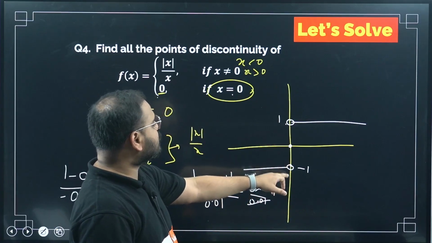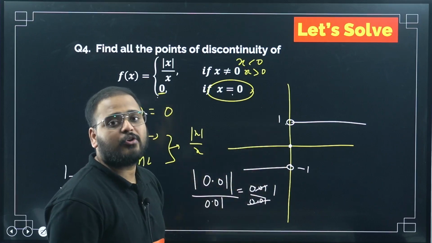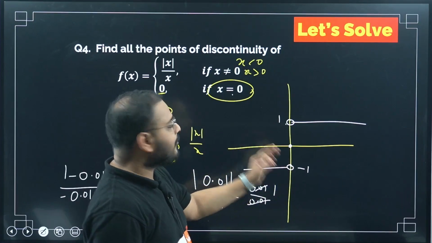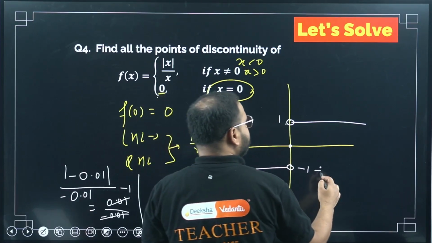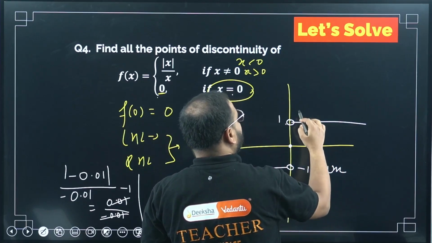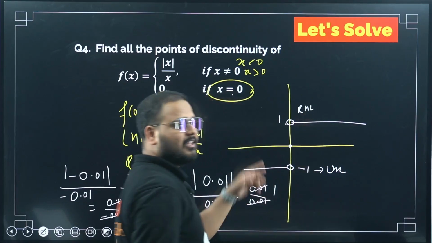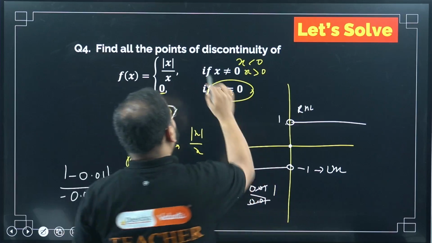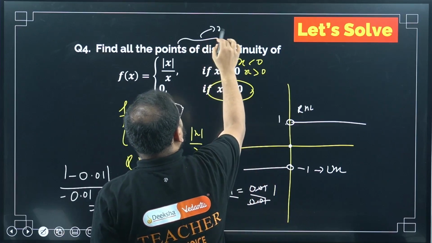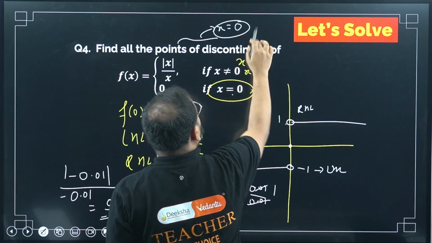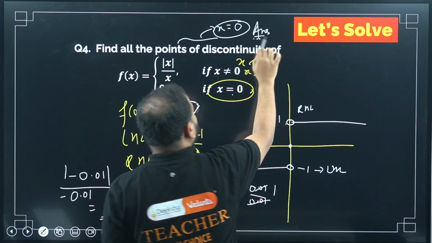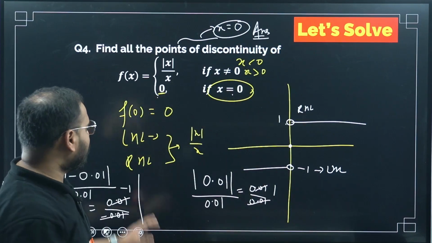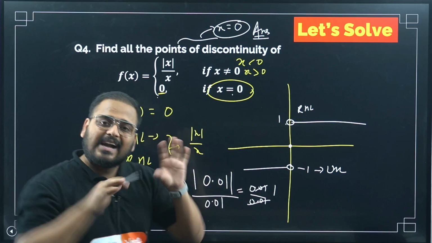Now check. At the point x equals 0, is there a discontinuity or not? There is, right? Okay. Why sir? Because this is my LHL and this will be my RHL. Are they equal to each other? No sir. So the point of discontinuity is what? x equals 0. This is my answer. Okay. Please write it here. x equals 0.